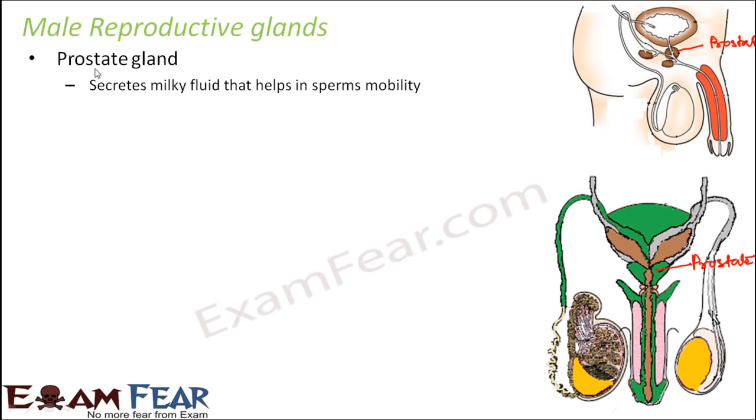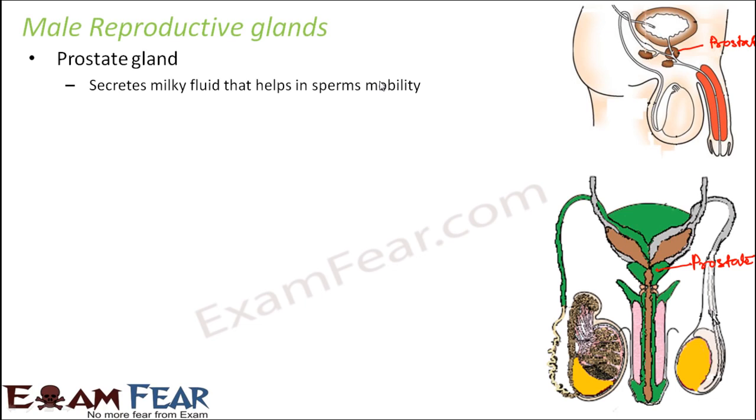Right? So this prostate gland secretes a milky fluid that helps in sperm's mobility. Now something is common to all the glands. Whatever reproductive glands we talk about, what is important in them is their secretion. Secretion from these reproductive glands constitutes seminal plasma, and this seminal plasma helps in the mobility or transportation of sperms. So we will see that. Now what happens is, when you have a lot of fluid, then mobility becomes easier.